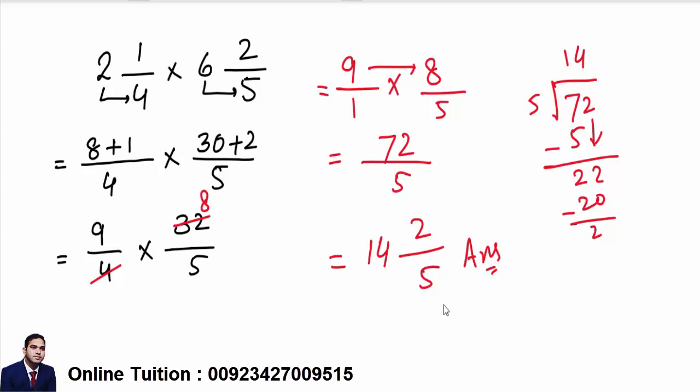This is the way you can solve mixed numbers. Multiply the mixed fractions, mixed numbers. And the answer is 14 whole 2 over 5. Hope you got the idea.